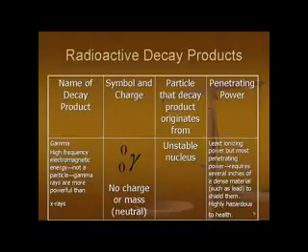The decay product, gamma radiation, comes from an unstable nucleus. And in terms of penetrating power, gamma radiation has the most penetrating power of any of the radioactive decay products. It is very dangerous. In order to stop gamma radiation, you would need several inches of a dense material such as lead. So gamma radiation is highly hazardous to health.